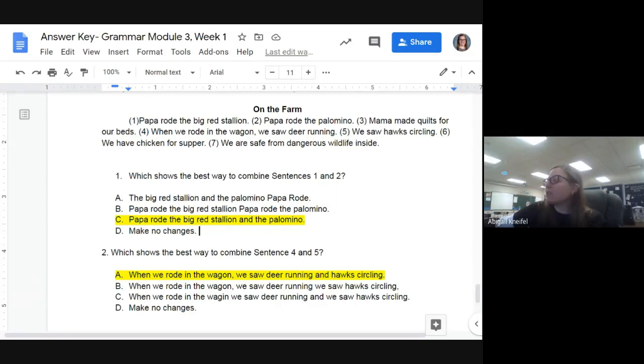And what's the best way to combine sentence 4 and 5? When we rode in the wagon, we saw deer running. We saw hawks circling. That's like the exact same sentence twice. Let's combine it to make a compound sentence. We rode in the wagon. We saw deer running and hawks circling. Answer's A.